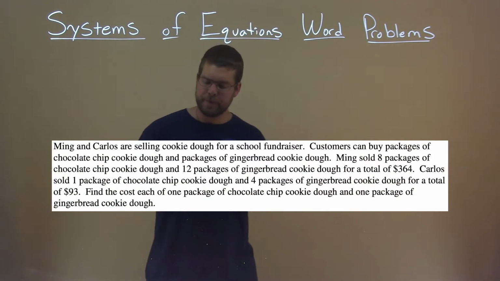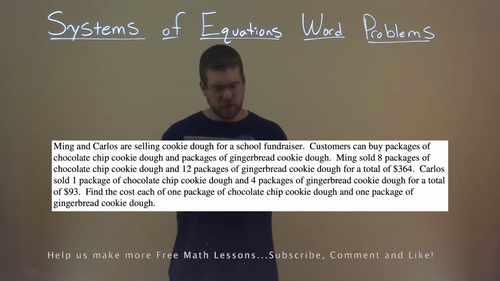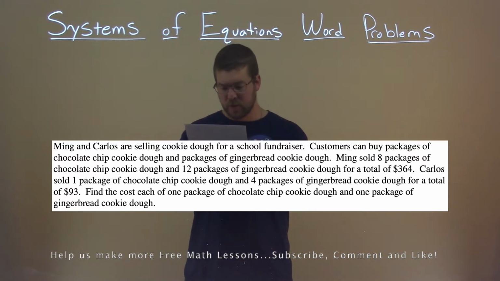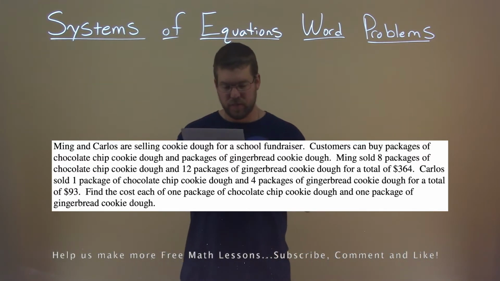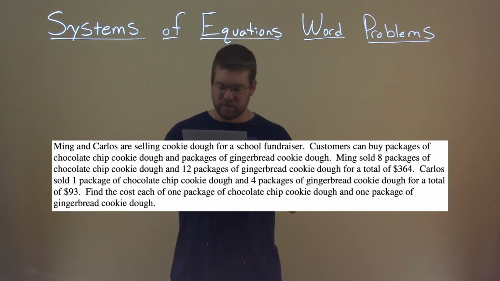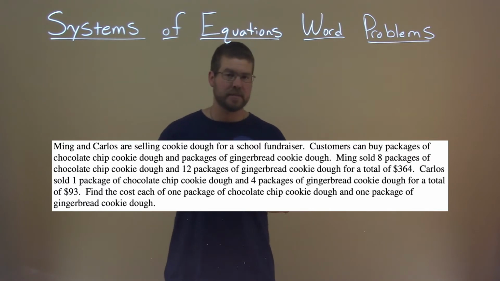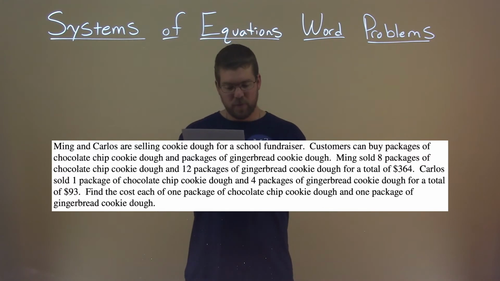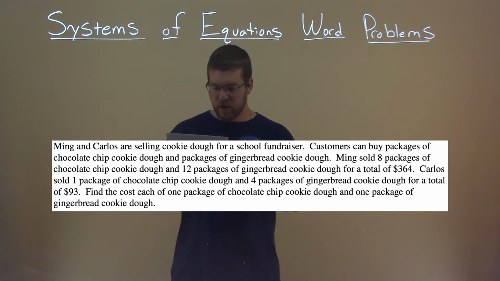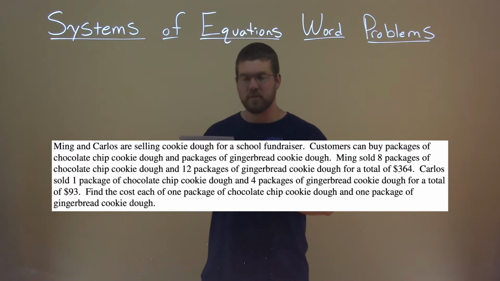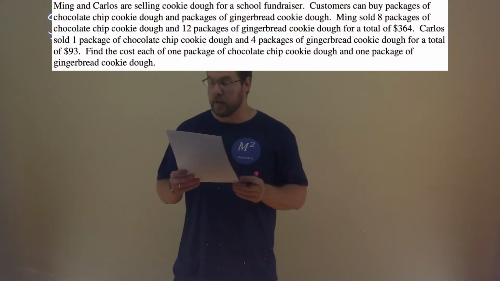We're given this problem right here. Ming and Carlos are selling cookie dough for a school fundraiser. Customers can buy packages of chocolate chip cookie dough and packages of gingerbread cookie dough. Ming sold 8 packages of chocolate chip cookie dough and 12 packages of gingerbread cookie dough for a total of $364. Carlos sold 1 package of chocolate chip cookie dough and 4 packages of gingerbread cookie dough for a total of $93. Find the cost of each of 1 package of chocolate chip cookie dough and 1 package of gingerbread cookie dough. Long problem, makes me hungry.